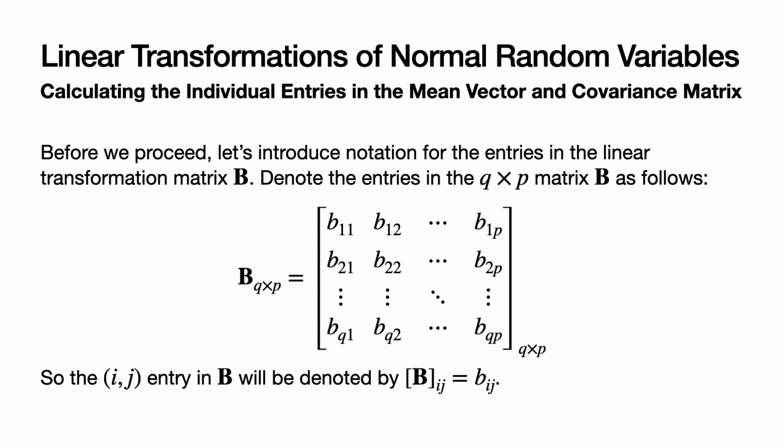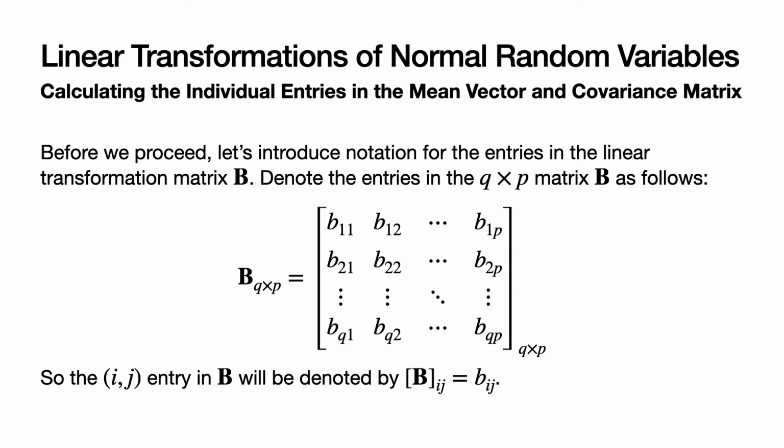So the ij entry in this linear transformation matrix B is going to be denoted, and we'll use a couple different pieces of notation here. We'll use the matrix bold B in square brackets and subscript that with i and j corresponding to row i and column j. But we'll more usually denote these entries by the lowercase letter b subscripted with i and j.